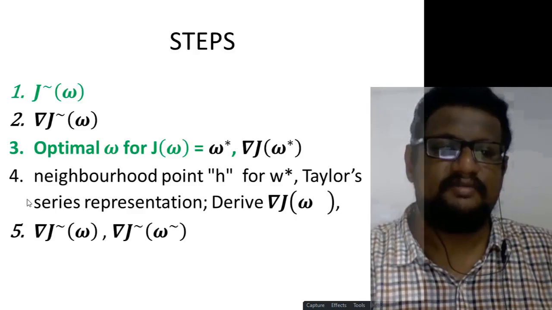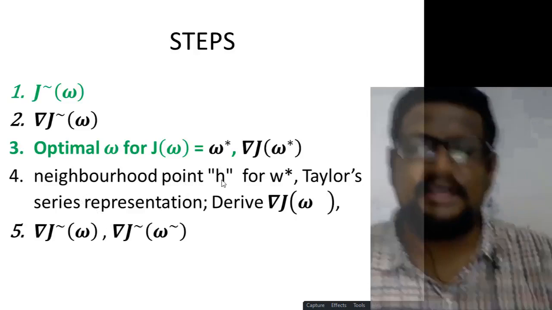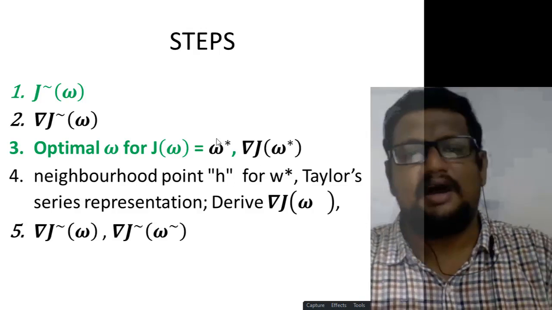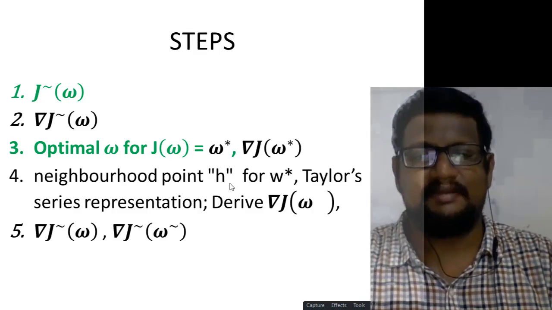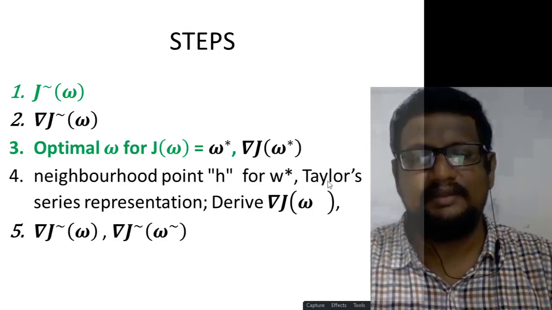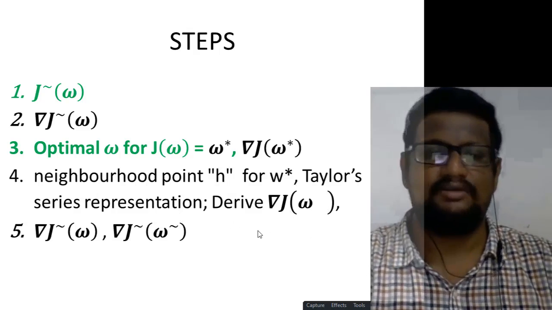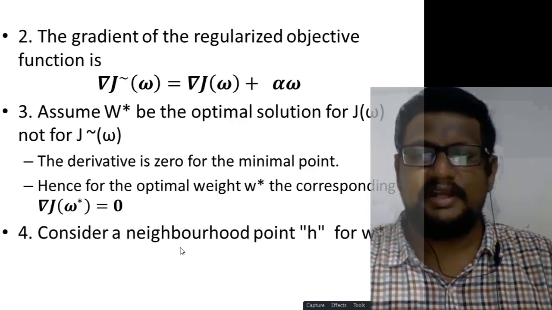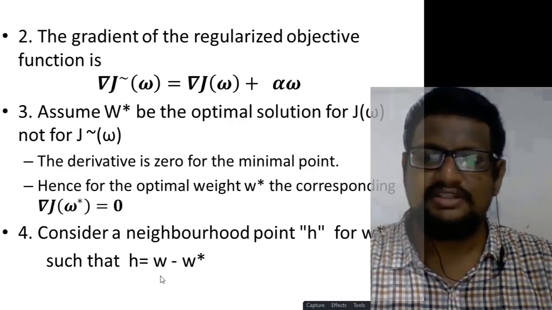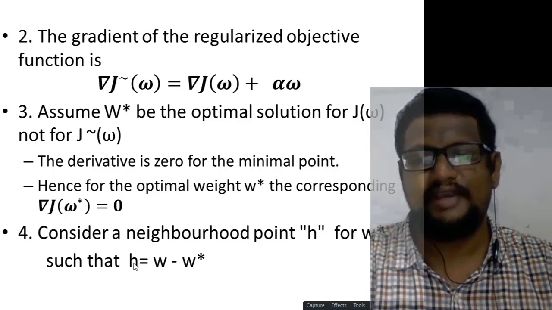What is the fourth step? The fourth and fifth steps are nothing but: consider a neighborhood point h for omega star. Already you have declared an optimal point for J of omega as omega star. A neighborhood point you are considering there is h, and from that you take the Taylor series representation and then finally derive del J of omega. This is the fourth step, a little more elaborate: consider a neighborhood point h for omega star, where omega minus omega star is equal to h.